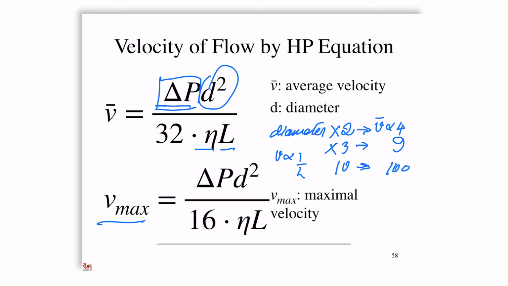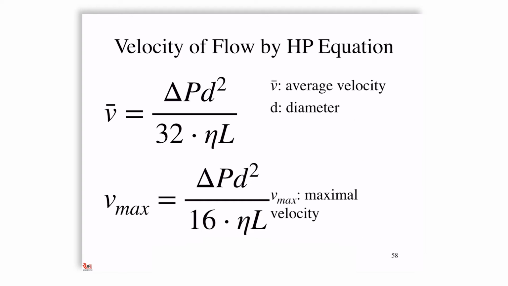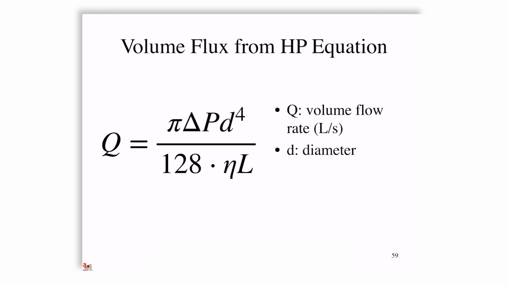But sometimes we are not interested in velocity, because remember, velocity is meters per second in units, it's length per time in dimensions, but in flows and volumes, how much volume flows. So to do that, we need to do some arithmetic and derive the expression, which I have just presented here, for the volumetric flow rate or volume flux that comes out of the HP equation or the Hagen-Poiseuille equation.